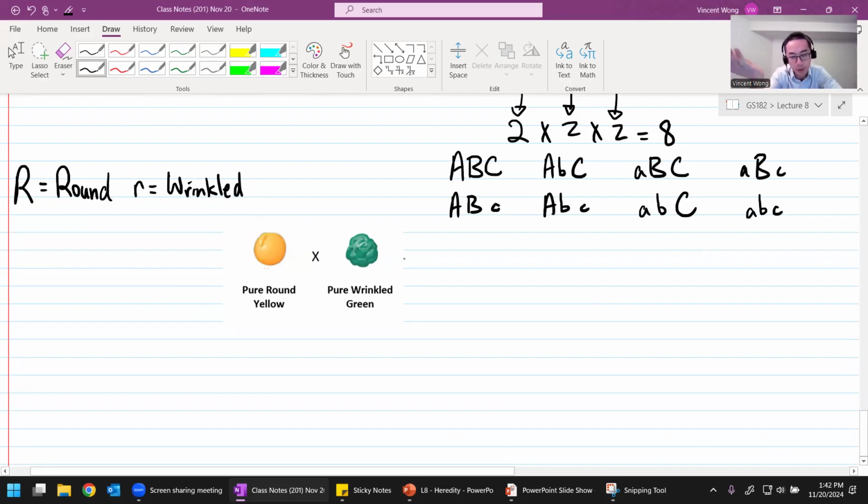Okay, what's the other letter that I should use? Remember, we're tracking two different traits now. That's why we have two different letters, right? Sure, yeah. Big Y and what's the trait? Big Y is yellow. And therefore little y is green.